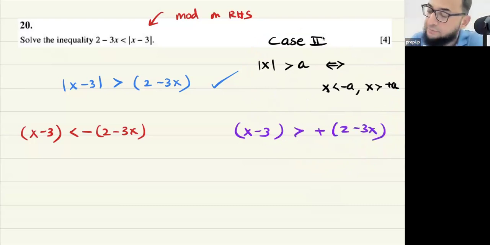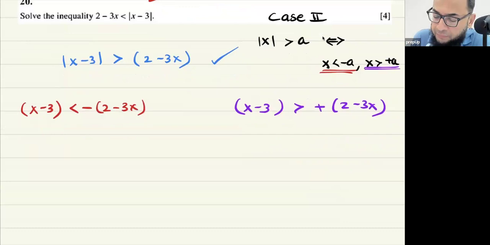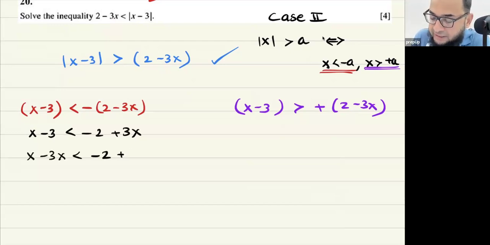So either this or this. This red one is this, this purple one is this. That's how you will solve it. I hope everyone is clear. This is what we have studied the last time. Let's solve it. x minus 3 is less than negative 2 plus 3x. x minus 3x is less than negative 2 plus 3. Negative 2x is less than positive 1. This time I won't forget. x is greater than negative half.